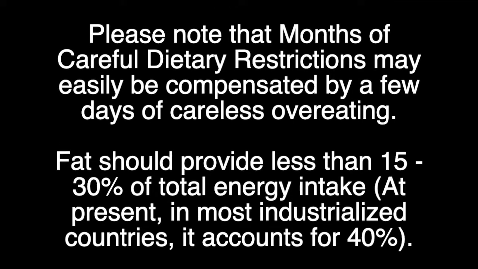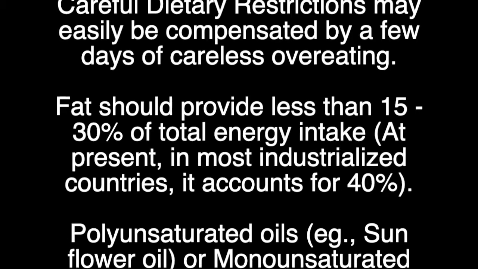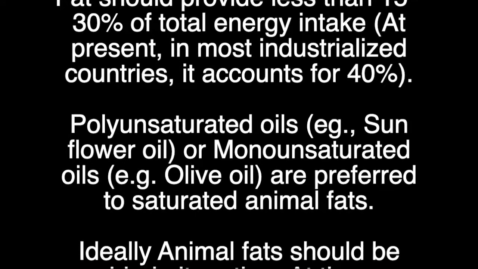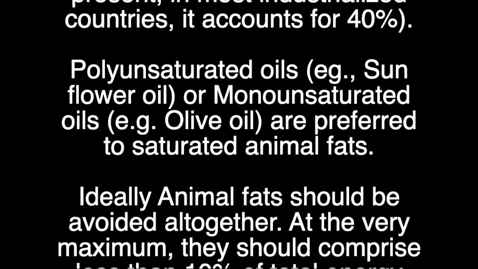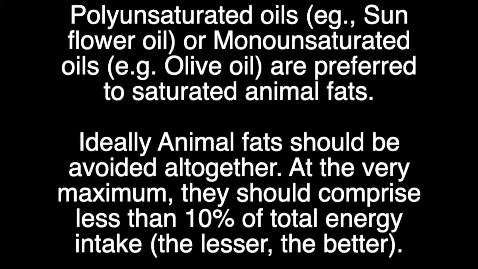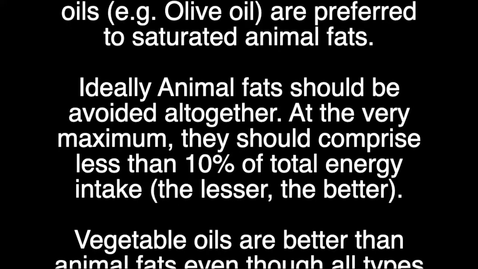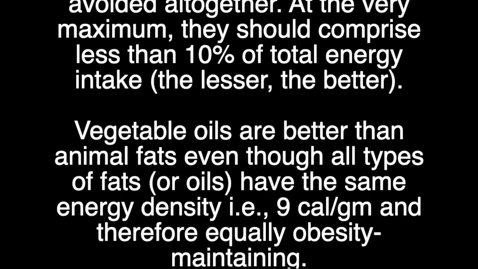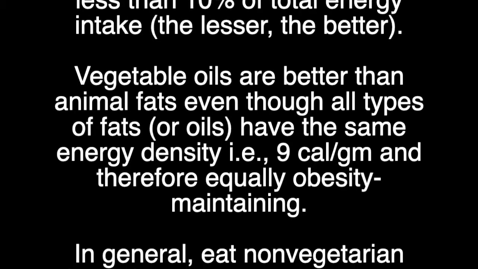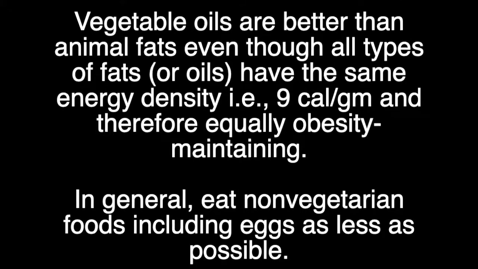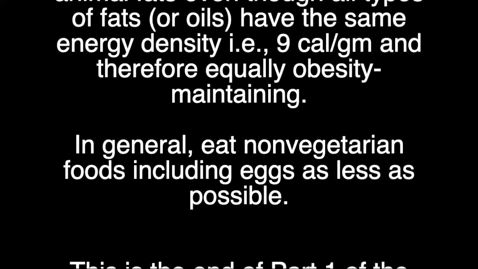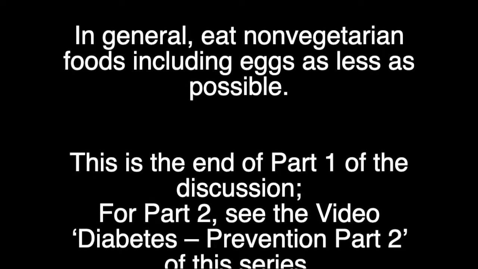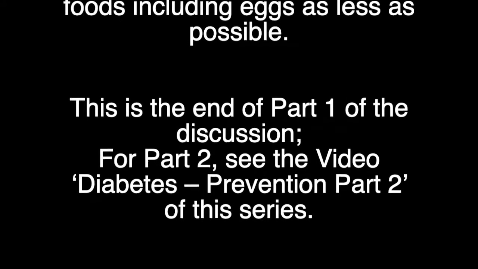Fat should provide less than 15 to 30% of total energy intake. At present, in most industrialized countries, it accounts for 40%. Polyunsaturated oils, example sunflower oil, or monounsaturated oils, example olive oil, are preferred to saturated animal fats. Ideally, animal fats should be avoided altogether. At the very maximum, they should comprise less than 10% of total energy intake. The lesser, the better. Vegetable oils are better than animal fats, even though all types of fats or oils have the same energy density, that is 9 calories per gram, and therefore are equally obesity maintaining. In general, eat non-vegetarian foods including eggs as little as possible.